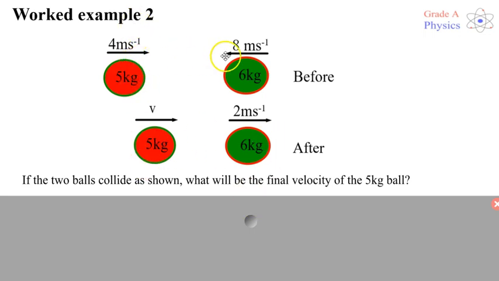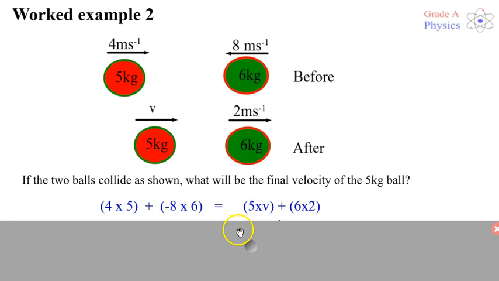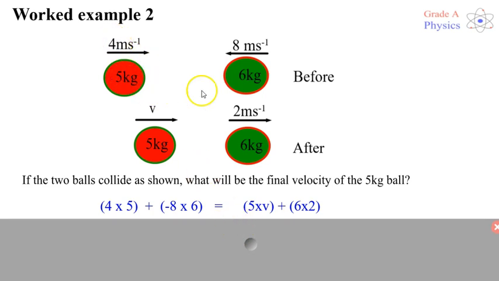So I would assume to the right is positive. You don't have to, but if I do that, then the 8 will be minus 8, v will be positive, and the 2 will be positive. So once again, 4 times 5 to the right, plus minus 8 times 6, because that's moving to the left, negative 8. We could work that out. That's the total before, is equal to the total afterwards. I've got 5 times v plus 6 times 2.